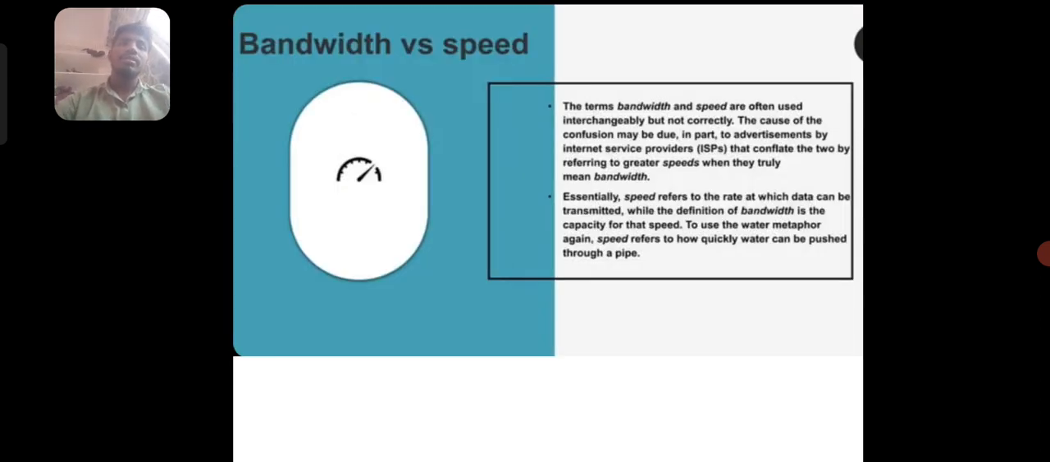Next, bandwidth versus speed. The terms bandwidth and speed are often used interchangeably but not correctly. The cause of the confusion may be due in part to advertisements by internet service providers, ISPs, that conflate the two by referring to greater speeds when they truly mean bandwidth. Essentially, speed refers to the rate at which data can be transmitted, while the definition of bandwidth is the capacity of the space. To use the water metaphor again, speed refers to how quickly the water can be pushed through a pipe.